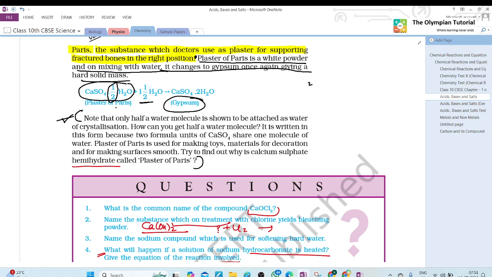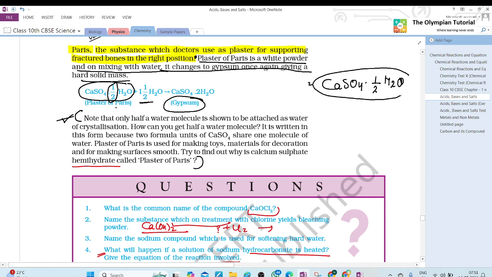Students, what they are saying is that plaster of Paris means CaSO4 having half H2O. So how can a water molecule be half? It doesn't mean that it is having half H2O. Actually, the proper formula is 2CaSO4·H2O. It means the ratio between calcium sulfate and water molecule is 2 to 1. So it is shown like this. Are you okay with it?